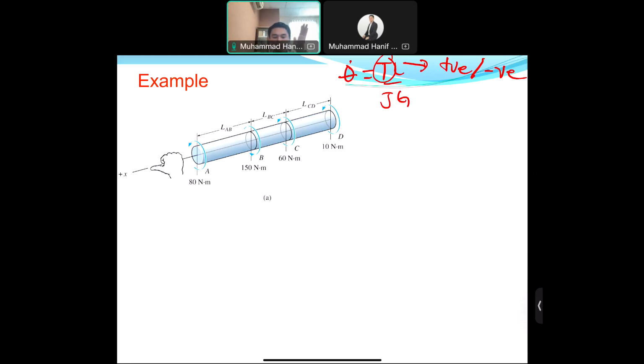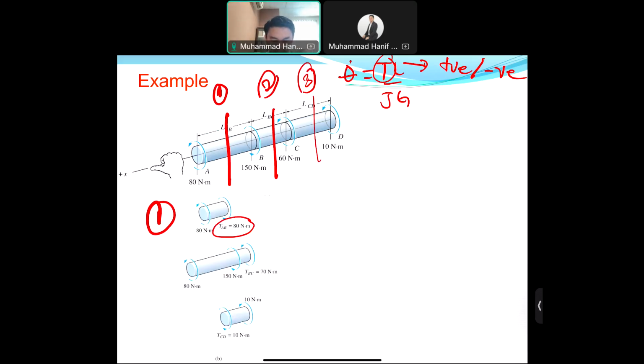So we get the left part, and the internal load is TAB, the top load, and we will get the value straight away because it's a simple FBD. So TAB is equal to 80 Newton meter, and the direction and sign convention of T should follow the right hand rule.